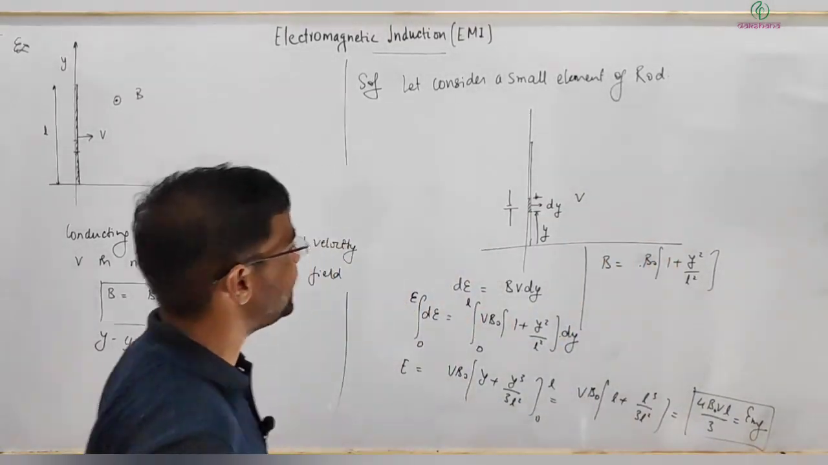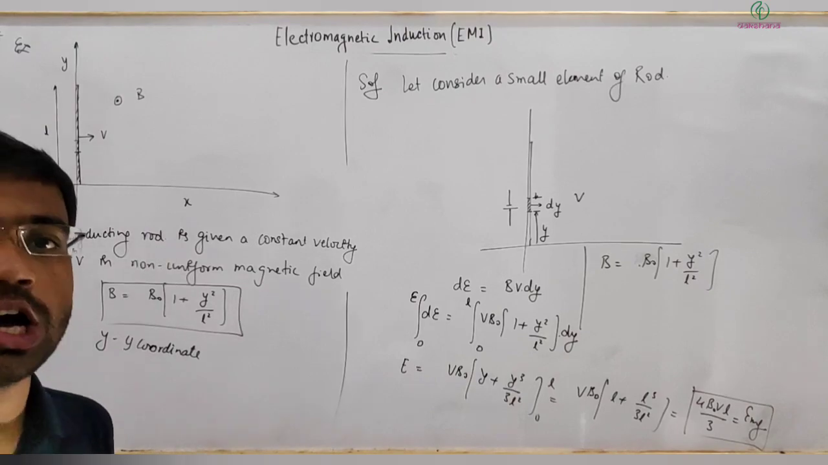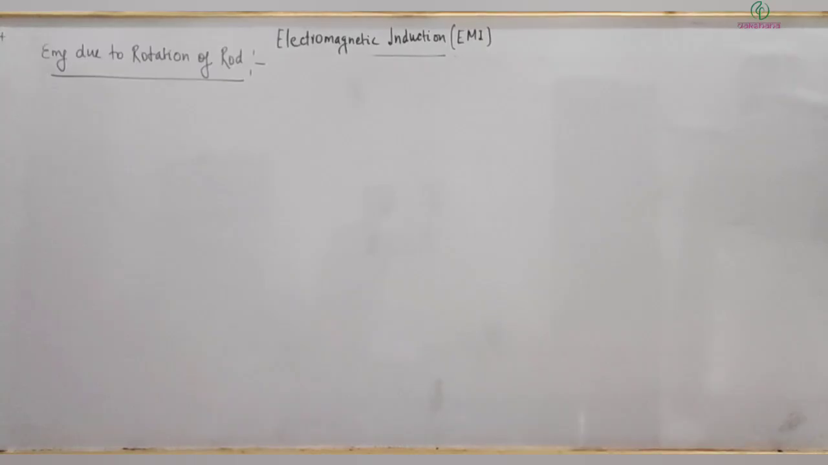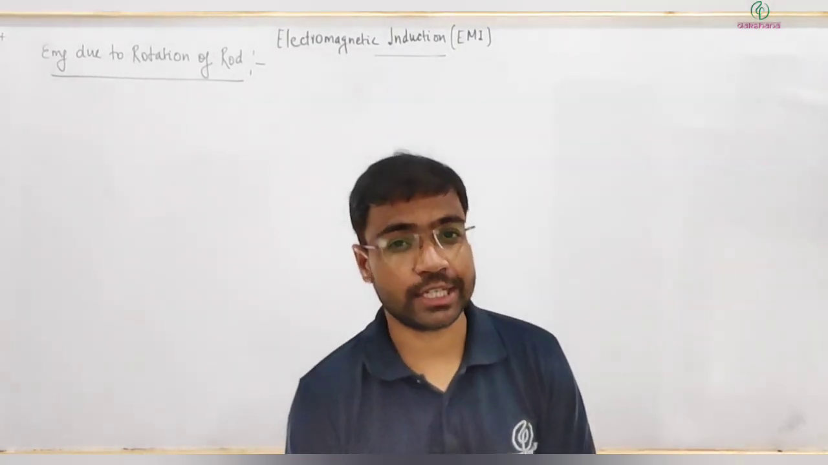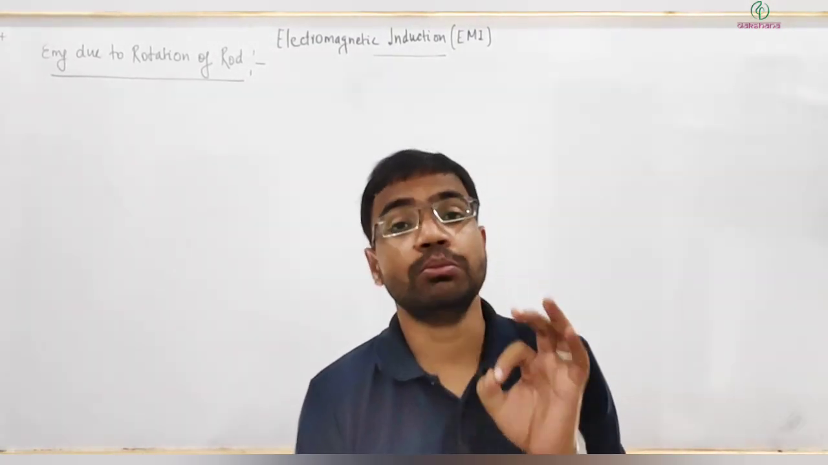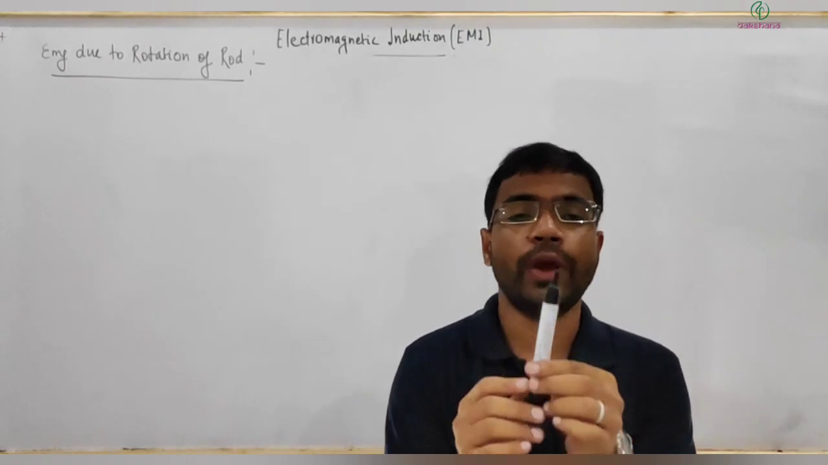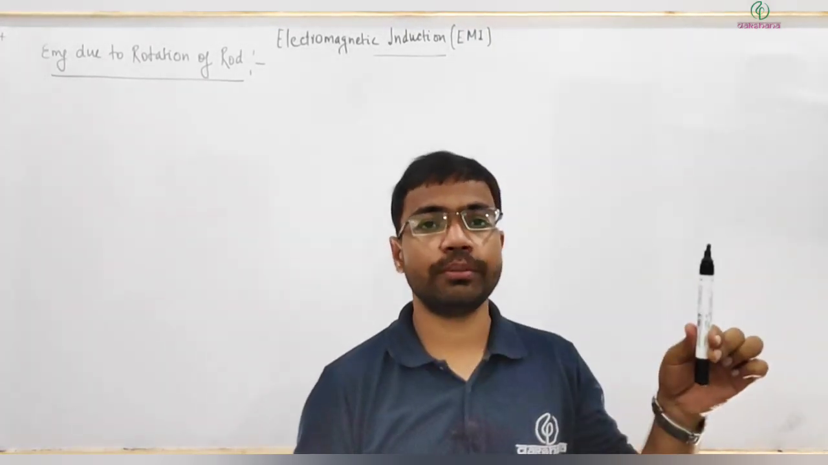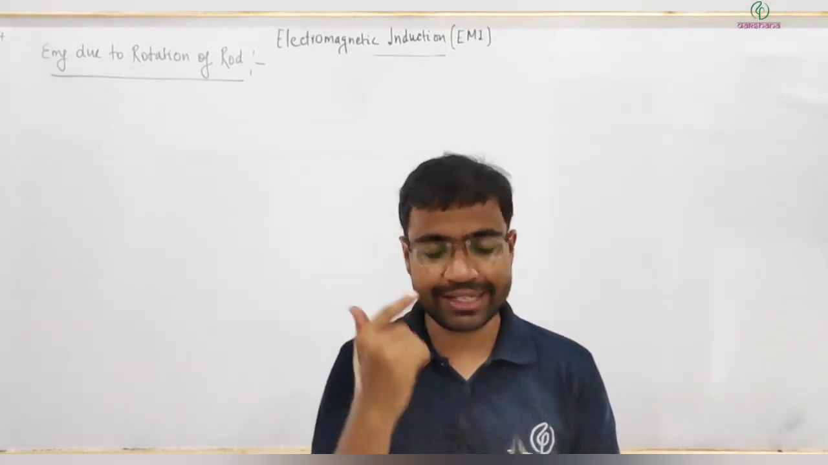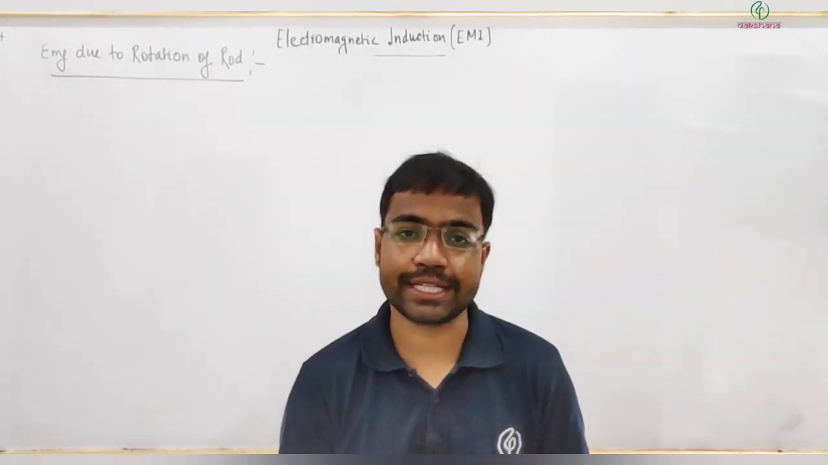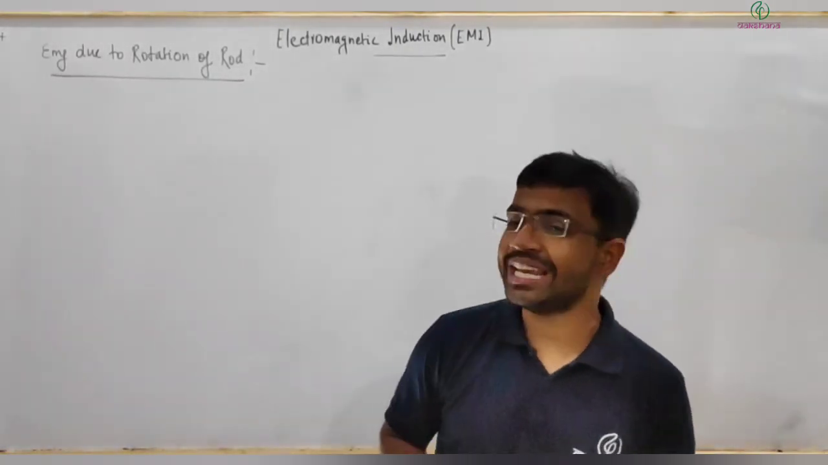Let's see the next topic, that is EMF due to rotation of rod. The last was motional EMF, meaning when a rod is moving in a magnetic field, then EMF is induced in this rod, and we calculated that. We saw some examples based on that. Next is EMF due to rotation of rod.